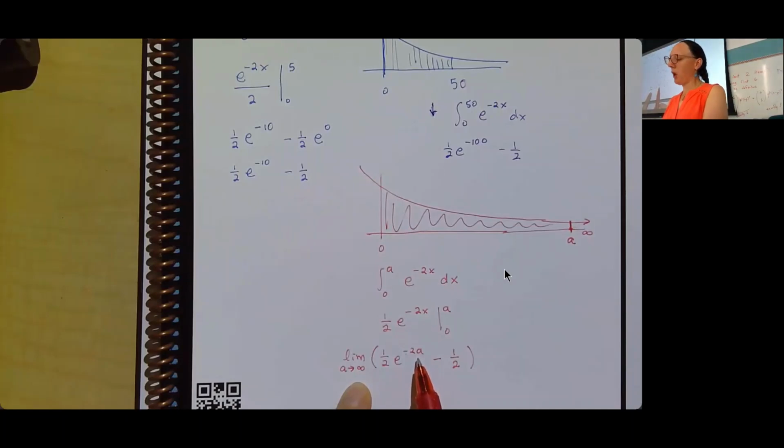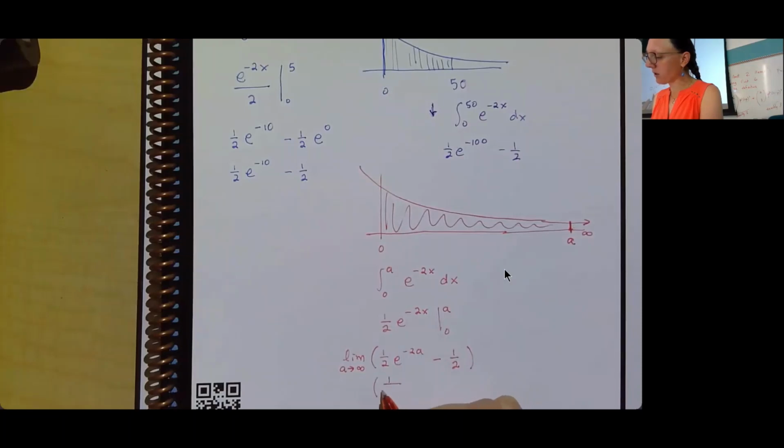Cool. When we have negative exponents, another option is to write that in the denominator. So suppose that instead I wrote that as 1/2 e to the 2a.